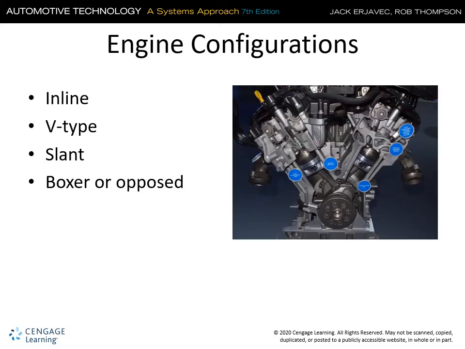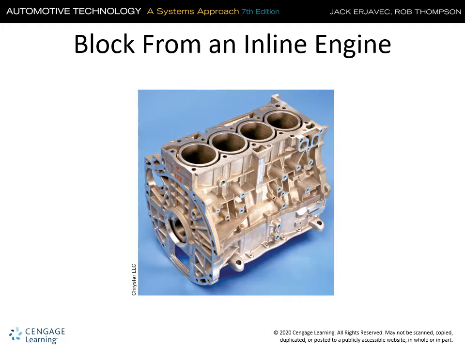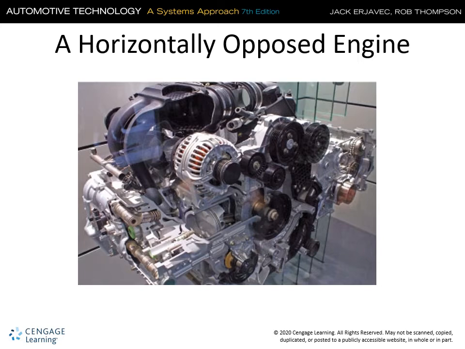Here's a cutaway example of an engine. This is a V configuration. Straight 4 inline. And here we have a horizontally opposed engine, typically what's in a Subaru.